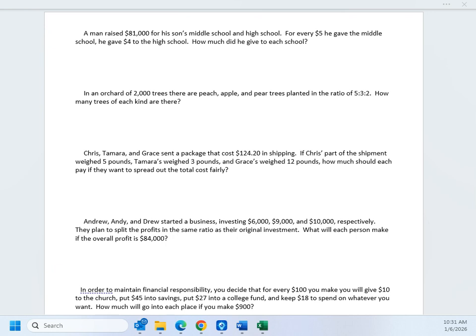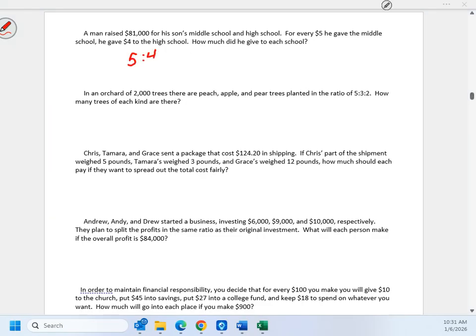What do you think I need to do? Thinking about what we did on the first page, how can we make this word problem look like the first page? What do you think? Gavin? Add 4 to 5. So the first thing I would do is I would label my ratio. Okay, so Gavin's right, we have that 5 and that 4.